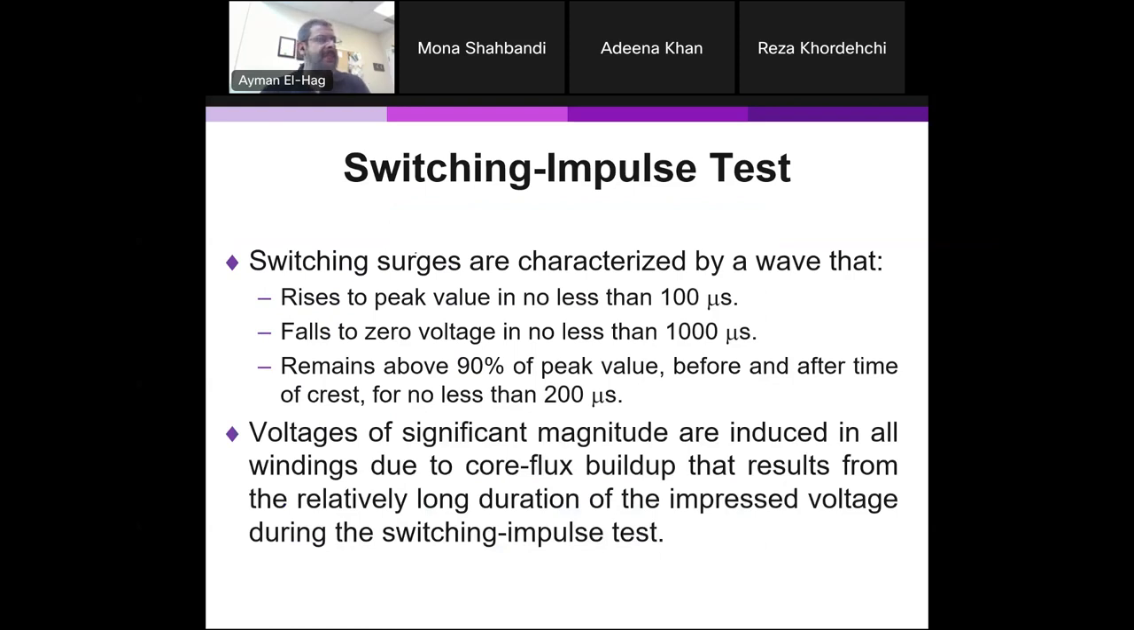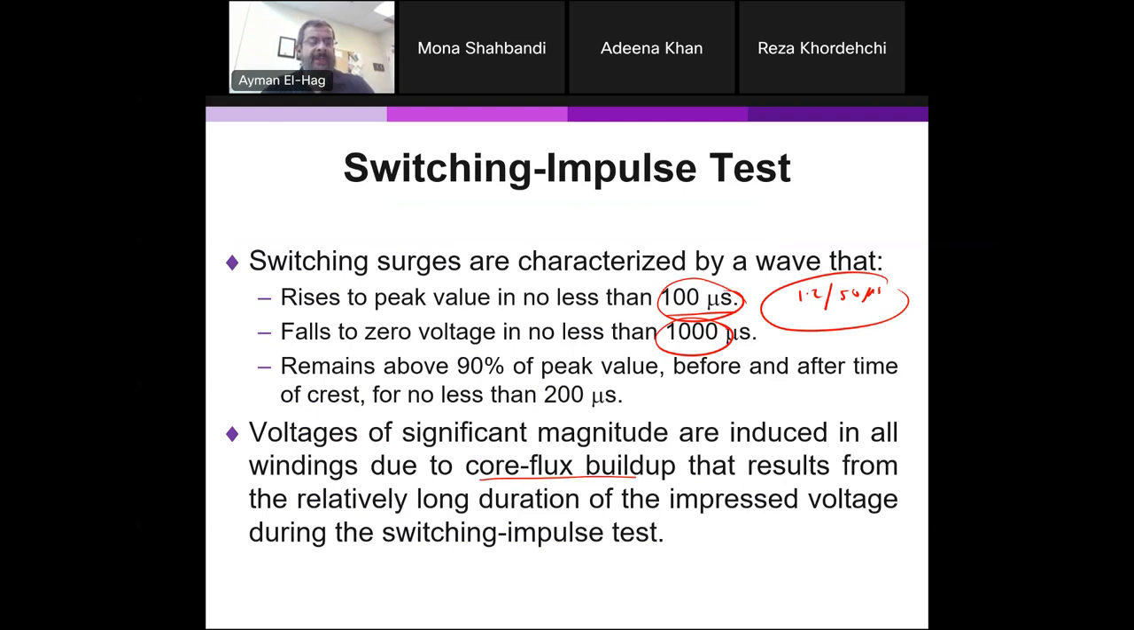Then we have the switching impulse test. Here we test for a longer time. The peak value is reached in no less than 100 microseconds, and the fall time is no less than 1,000 microseconds, compared to 1.2 by 50 microseconds. You have a much longer rise time and a much longer fall time. So the voltage is high for a long time, such that core flux buildup can happen. There would be some induced voltage because there is time for the buildup of the core flux to induce a voltage on the other side.